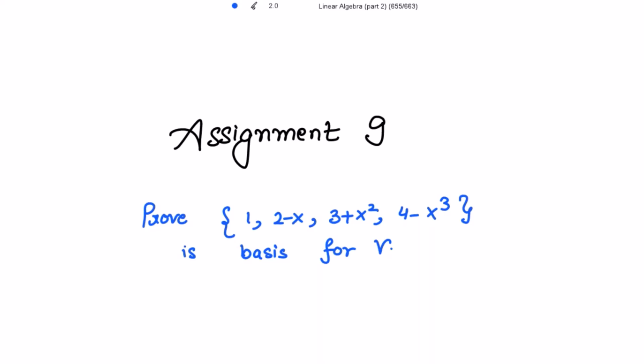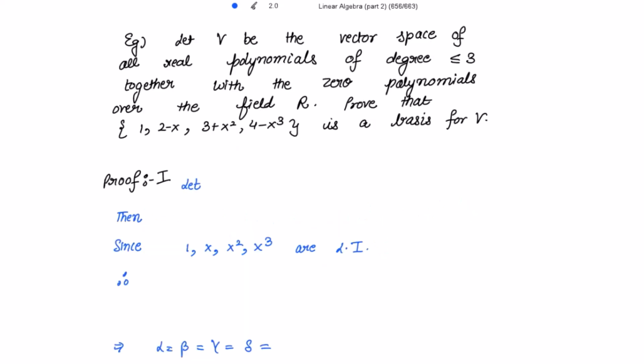Now is the assignment 9. Here this is a very good example. We have to prove that 1, 2 minus x, 3 plus x square, 4 minus x cube is a basis for V. So the example is, let V be the vector space of all real polynomials of degree less than or equal to 3 together with the zero polynomial over the field R. Here the degree is given to be less than or equal to 3. So prove that 1, 2 minus x, 3 plus x square, 4 minus x cube is a basis for V.